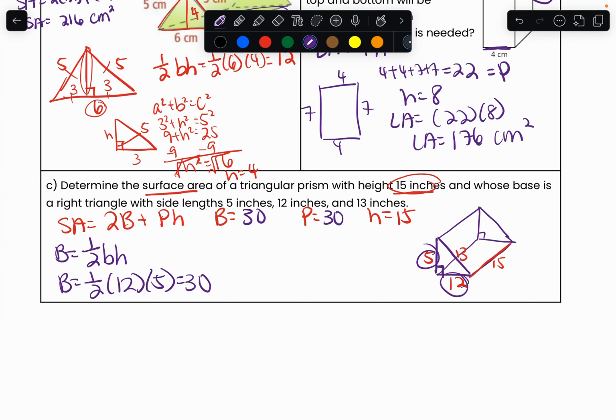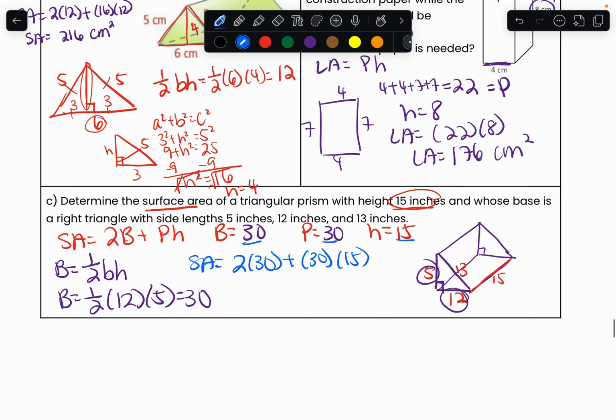Now I have everything I needed. I'll just go ahead and plug this into my formula. So surface area equals 2 times the area of my base, 30, plus my perimeter, 30, times my height, 15. Now if you plug this into your calculator, you will get your surface area equaling 510, and it's going to be inches squared. It's squared because we're doing surface area. Okay, let's move on to the next page.